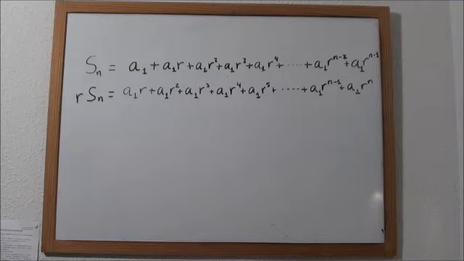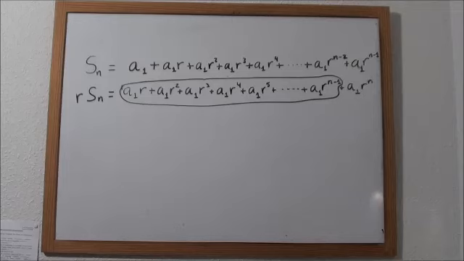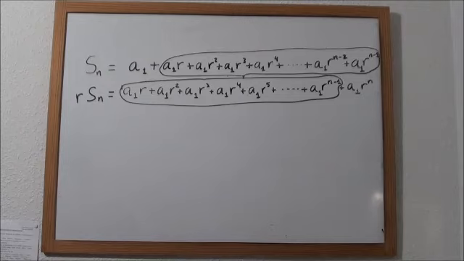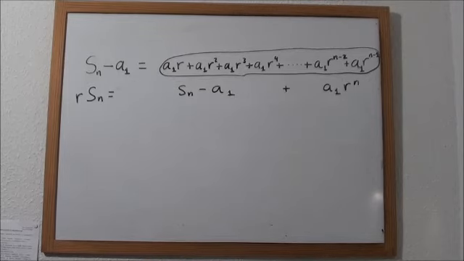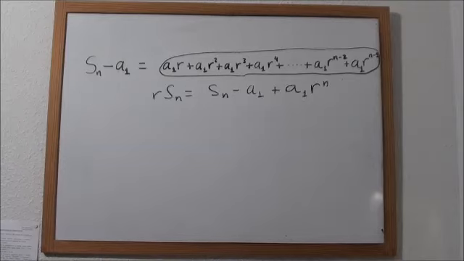And now let's notice that all these terms are the same as these here. So that is Sn minus a1, as we can see here, which means that we can replace the circled terms on the bottom equation by Sn minus a1. That's better. Let's put it together.